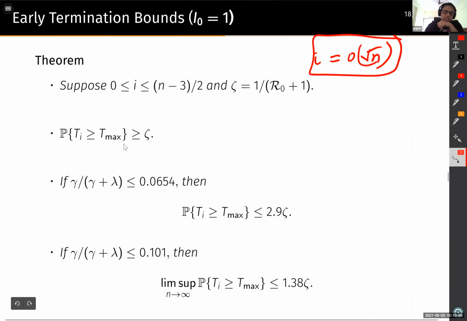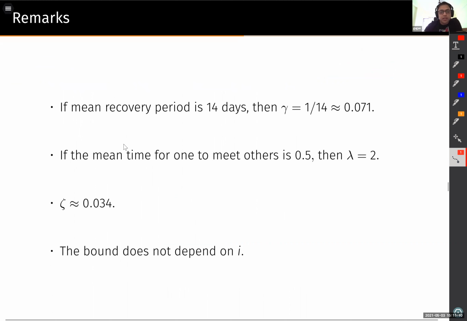One of the things I wanted to make sure was that these numbers are not arbitrary, and that they are useful in applications. I want to justify this in the current COVID situation. At least as far as the reports that I have read, it looks like the mean recovery period is 14 days, like 2 weeks.